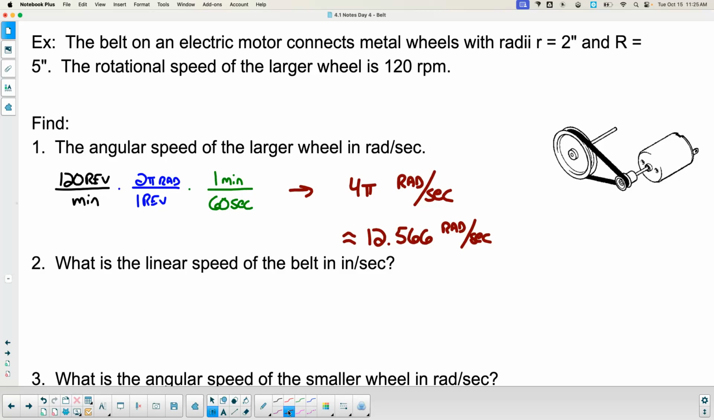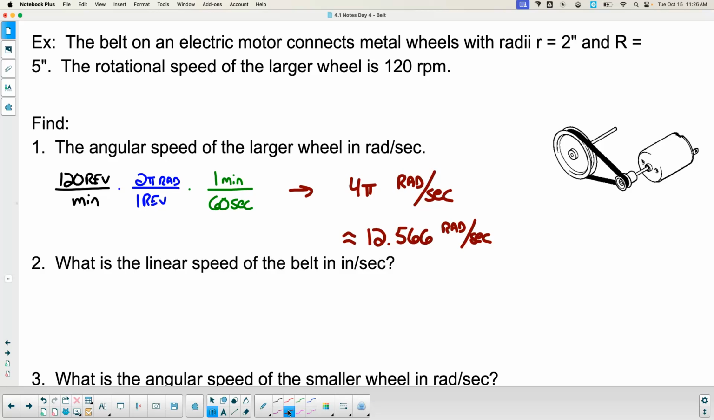Now, in terms of this belt, we're going to use the chain on the bike because I can explain it better visually with the chain. So here's the big wheel. Here's the small wheel. You can barely see it behind the frame, but there's that. Okay? So then it's spinning.